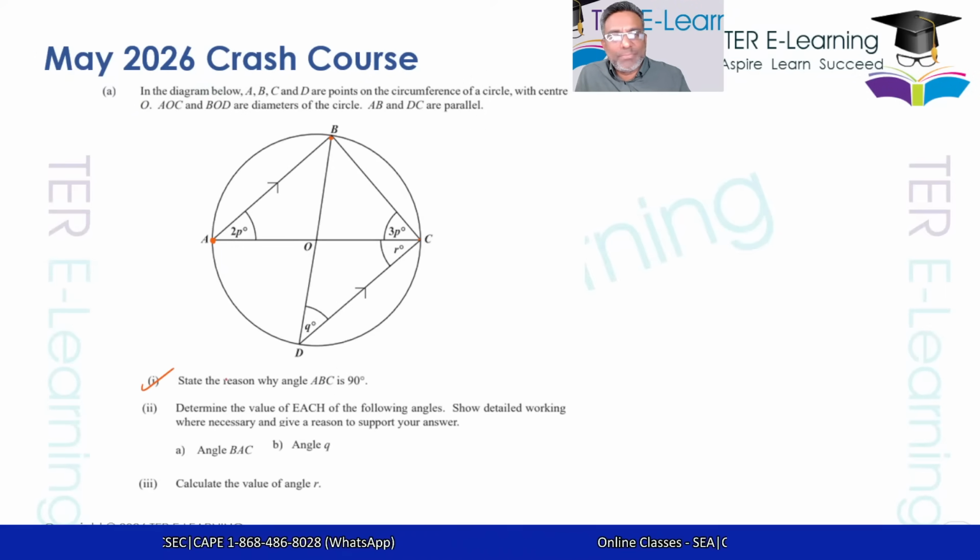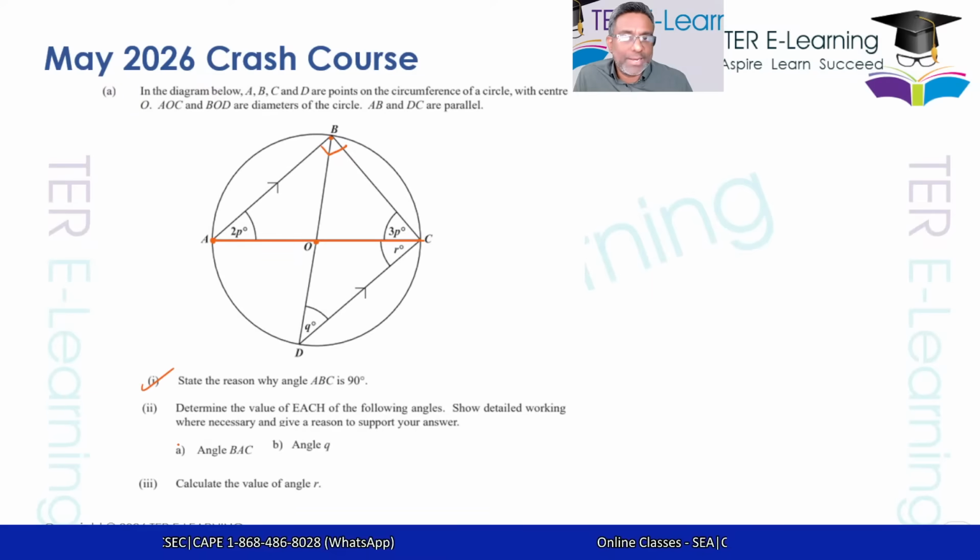Now, if you have to explain or state with a reason, the first thing we have to say is that this line here, AC, is a diameter. You know it's a diameter because it's passing through the center of the circle. So if we create an angle using a diameter, you're going to get a 90-degree angle here. Or you can say the angle in a semicircle is 90 degrees. That's all we need to say.